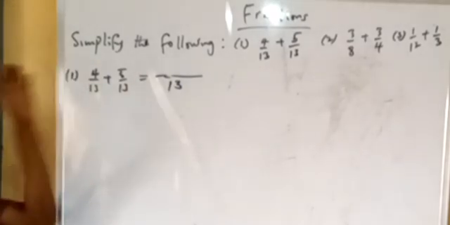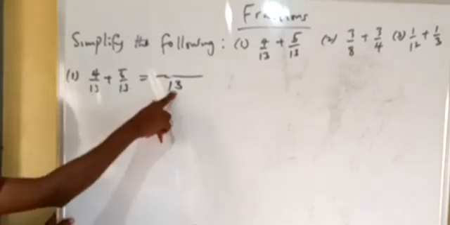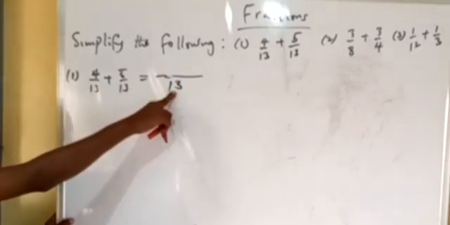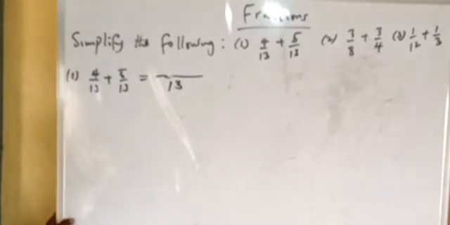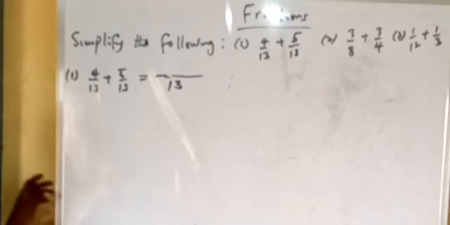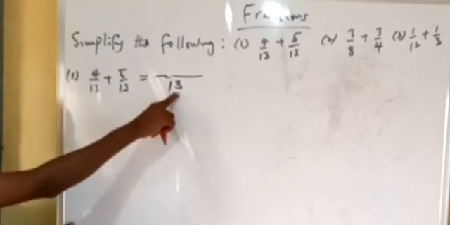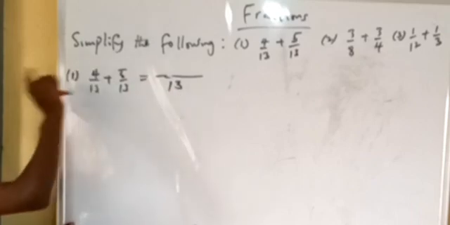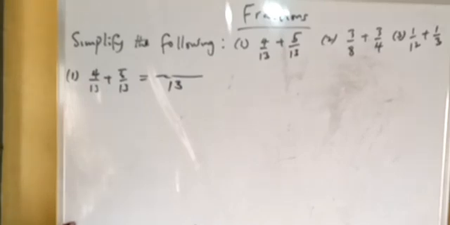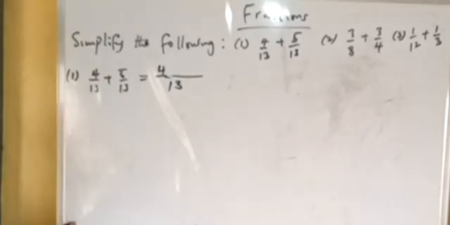Then the next thing is you ask yourself some questions. The question is this: how many 13 can I get in 13? Whatever result it gives you, use it to multiply this numerator. Remember the question once again: the denominator of this first fraction, how many of it can we get in our LCM? One. The result it gives you, use it to multiply the numerator of the first one. That is 4. So we say 13, and 1 times 4 is 4.